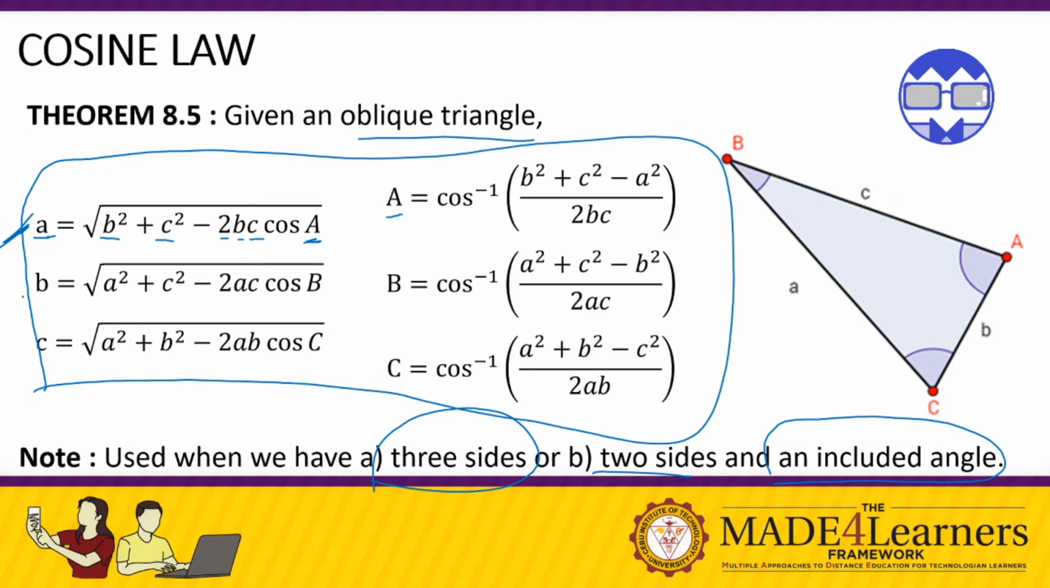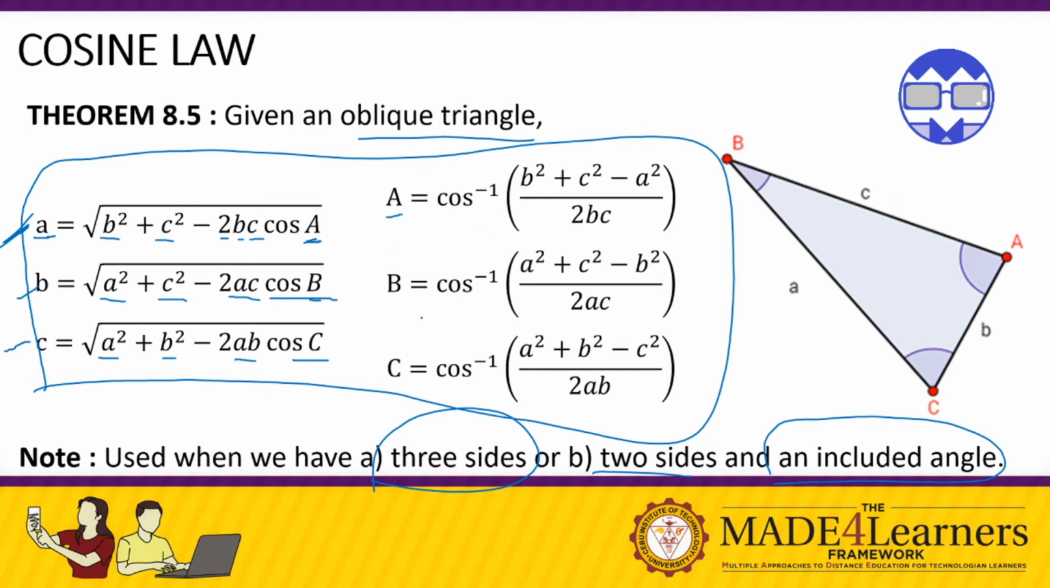For example, if you're trying to look for B, the remaining letters are A and C, so we have A squared plus C squared minus 2AC. Then of course the angle should be capital letter B because we're looking for the side B. So cos B. Same goes with C. So we have A squared plus B squared minus 2AB cos C.